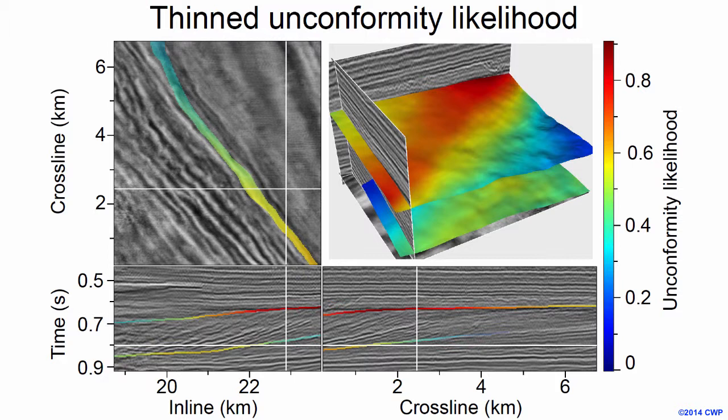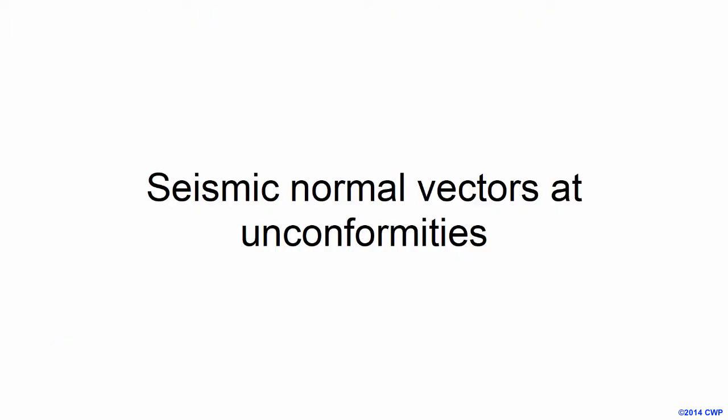So now we have discussed how to compute the unconformity magnitude to detect the unconformities from a 3D seismic image or 2D seismic image. So now let's talk about how to use this unconformity magnitude as constraints to more accurately estimate the seismic normal vectors at the unconformities.